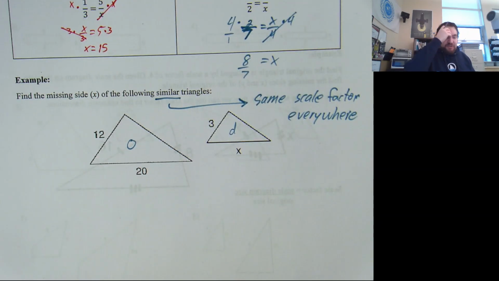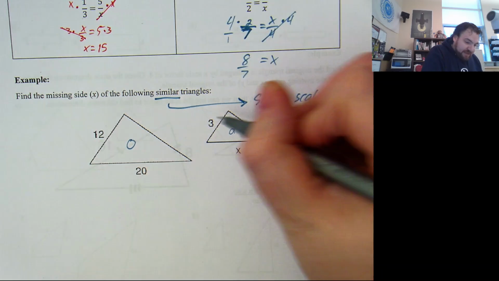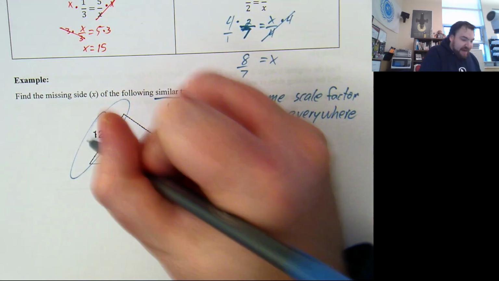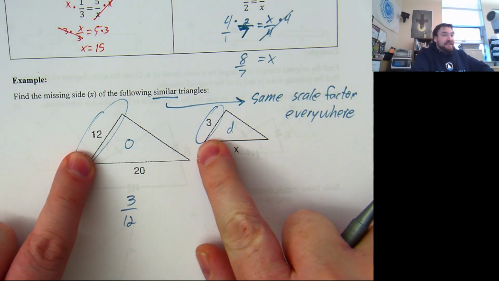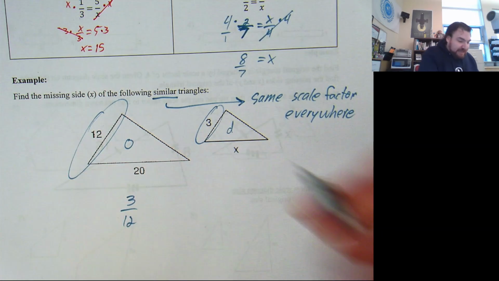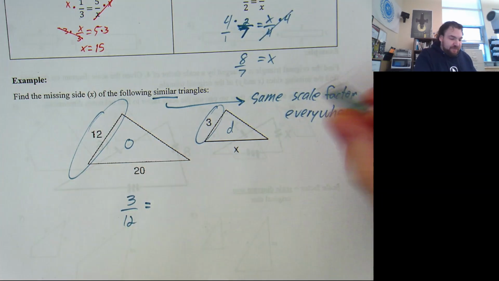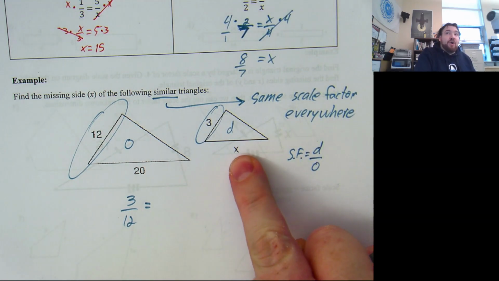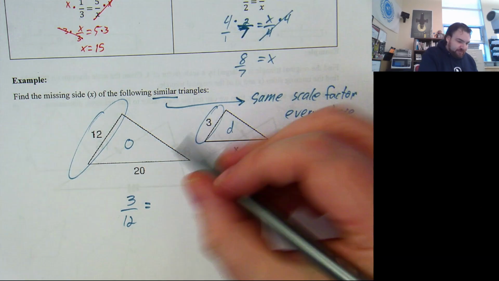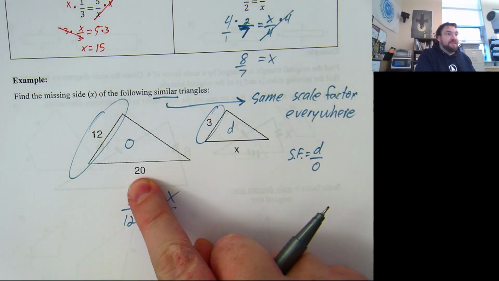So if the scale factors are the same everywhere, that means that this side divided by this side, 3 over 12, the scale factor that links these two, is going to be equal to the scale factor that links these two. And remember, scale factor is equal to a diagram length divided by an original length. So our unknown there is going to end up in the numerator, x over its corresponding side in the other one.